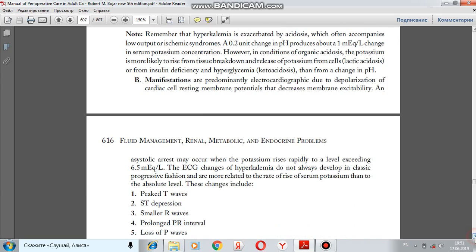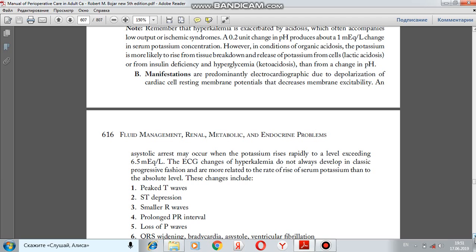B. Manifestations. Manifestations are predominantly electrocardiographic due to depolarization of cardiac cell resting membrane potentials that decreases membrane excitability. An asystolic arrest may occur when the potassium rises rapidly to a level exceeding 6.5 milliequivalents per liter. The ECG changes of hyperkalemia don't always develop in classic progressive fashion and are more related to the rate of rise of serum potassium than to the absolute level.